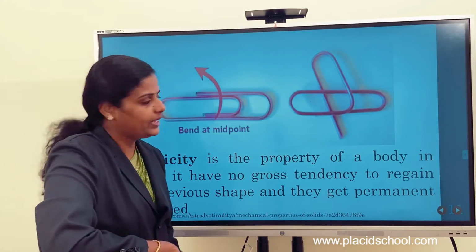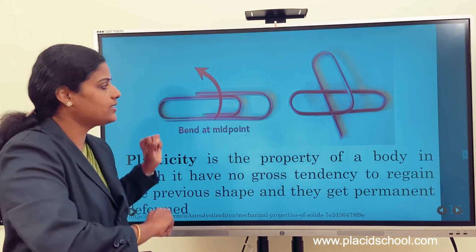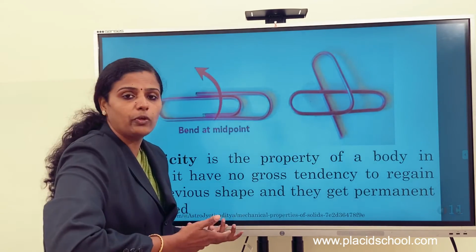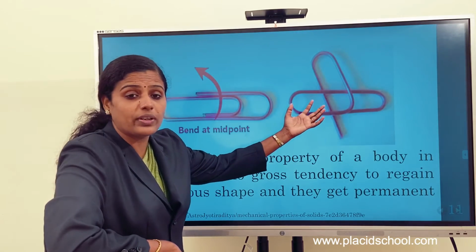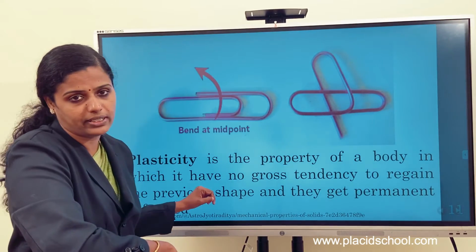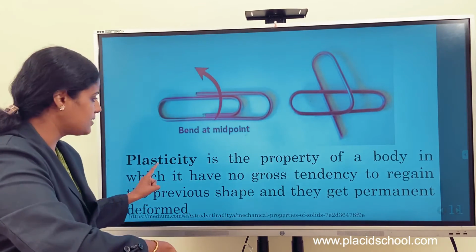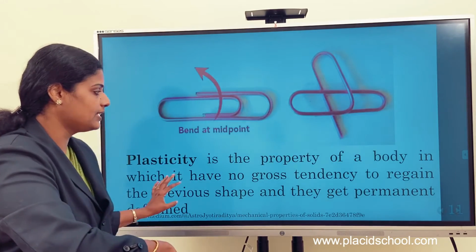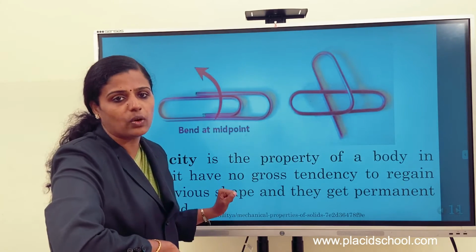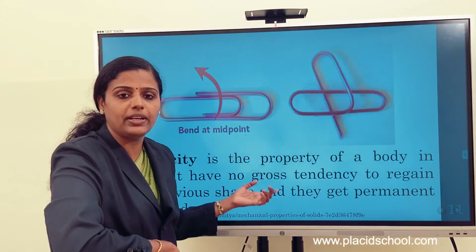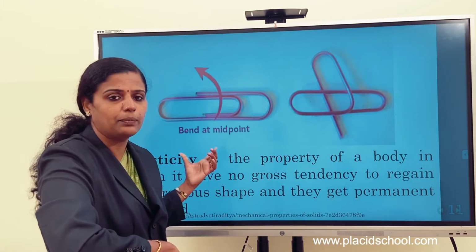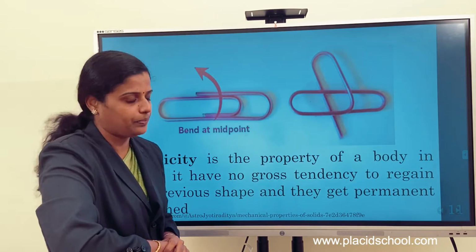What about this? Here also we have a material, and we are applying some force, so it becomes like this, and if we remove that force, what happens? It does not regain its original position. So this type of material is known as plastic material, and the property is known as plasticity. So plasticity we can define as the property of a body which does not have the tendency to regain its original position when the applied force is removed. This type of material is known as plastic material, and the property is known as plasticity.